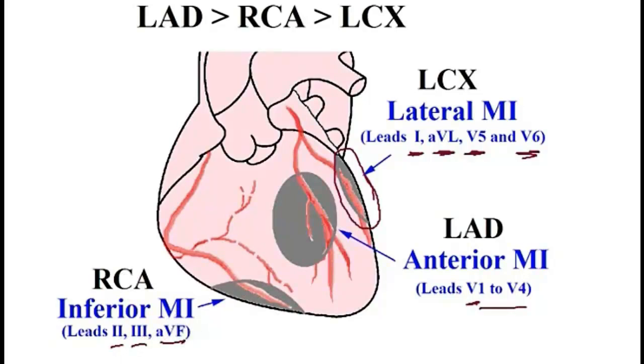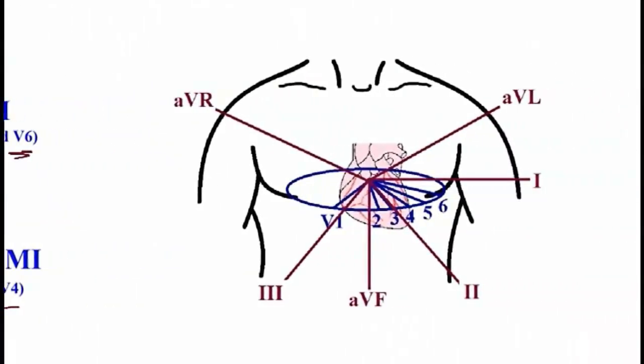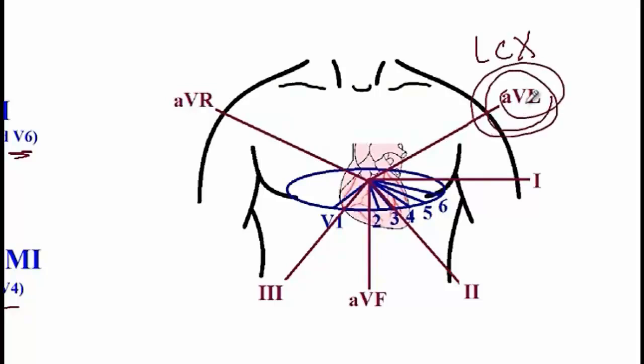Now, the way you can always remember how each of these vessels is associated with the ST elevation in different leads is if you know the arrangement of the EKG leads. So here we have the direction of the EKG leads. As I mentioned, patients that have a problem in the circulation of the left circumflex artery will have lateral myocardial infarction, which presents in the AVL, lead 1, as well as leads V5 and V6.